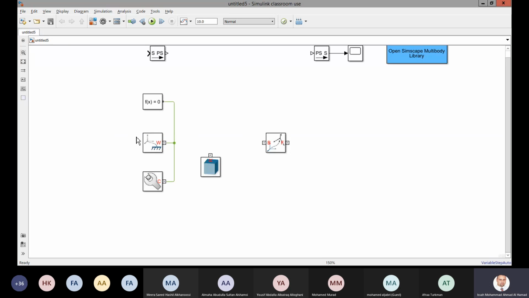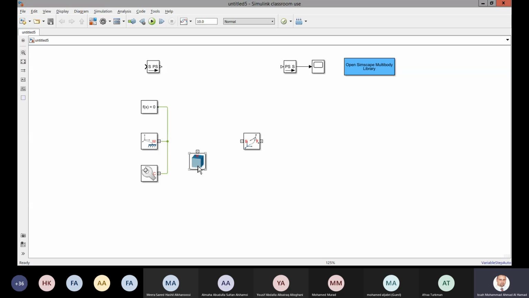Okay. Now for any model, once you open it, by default, it will contain these 1, 2, 3, 4, 5, 6, 7, 8 blocks. This is a scope. Okay. Now this block is PS Simulink converter.